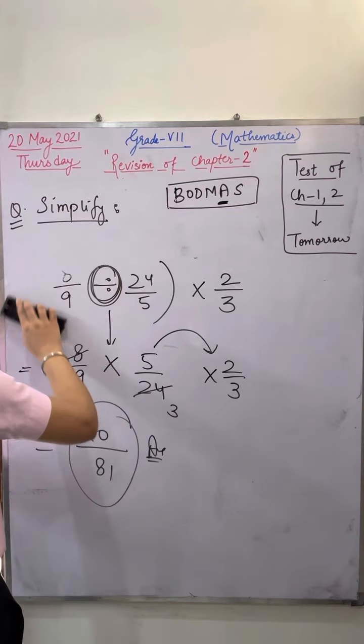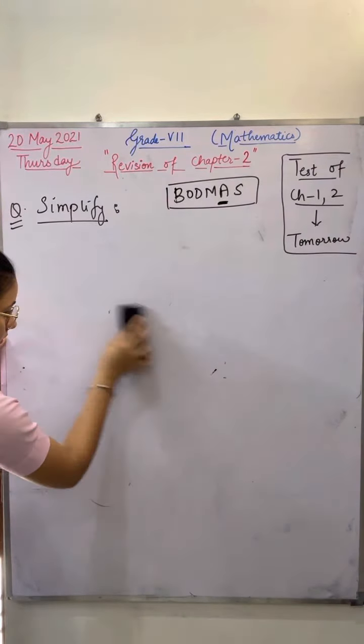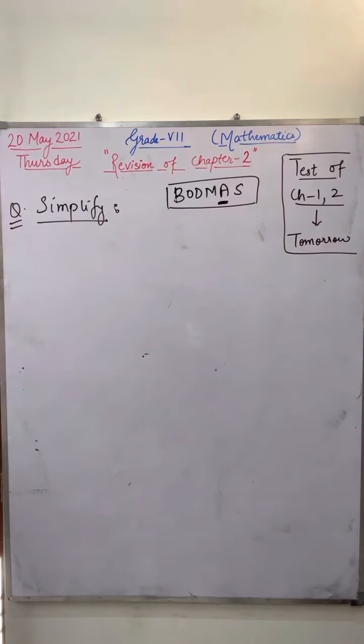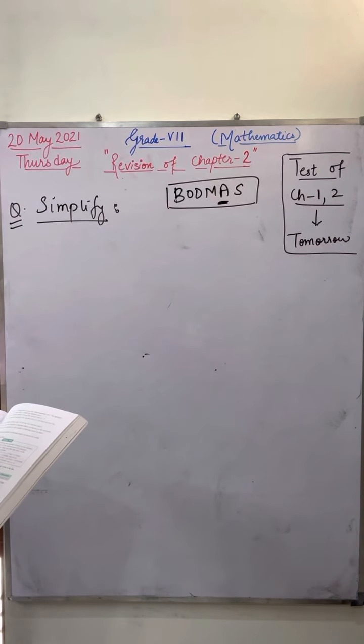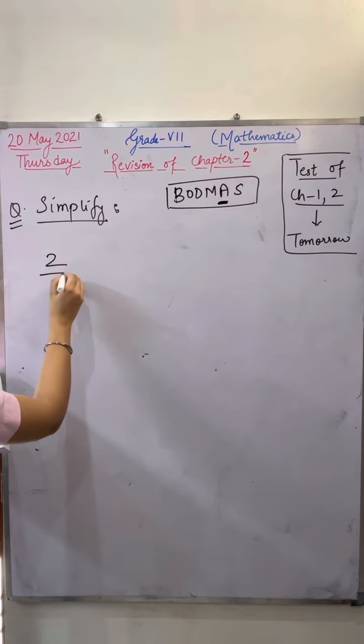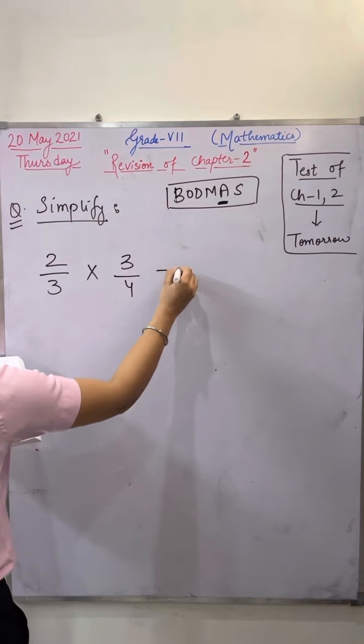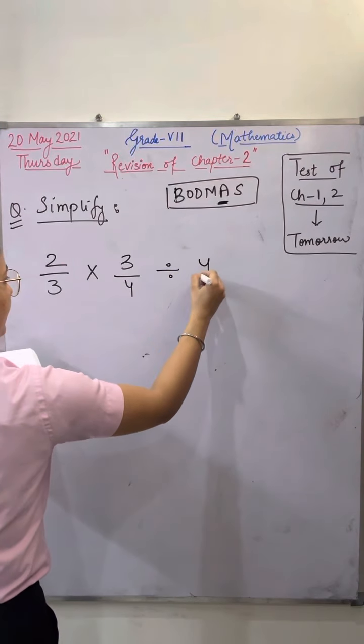I'm giving you one more question, then your doubts will be clear. Note down the next question, everyone. Multiply 3/4 divided by 4/5.